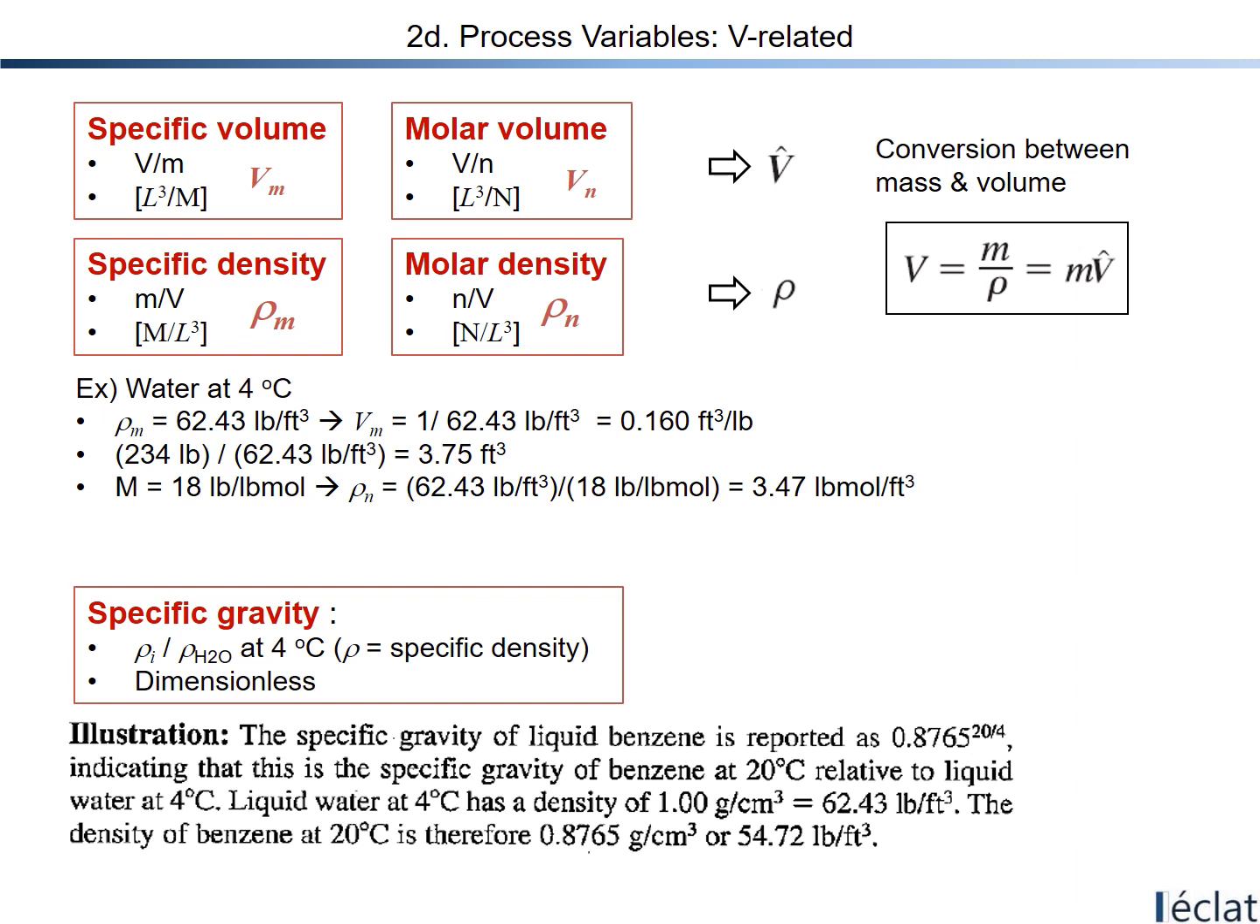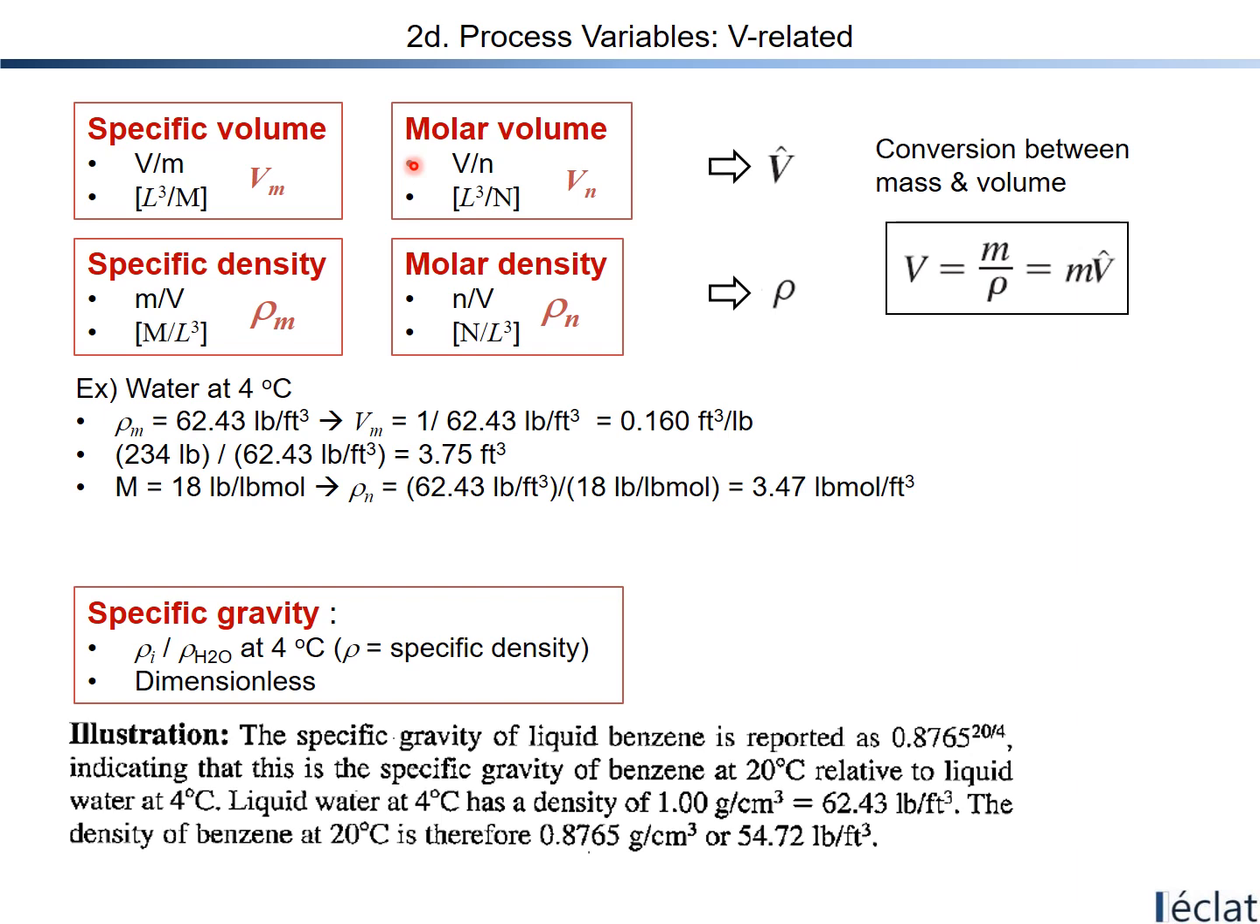We are still on the volume related process variables, and there are additional volume related variables here. Specific volume indicating volume per mass. The other thing is molar volume per moles, similar to each other. And then the inverse form of those two values are going to specific density and molar density. So mass per volume and moles per volume. So the second law is the inverse of the first law.